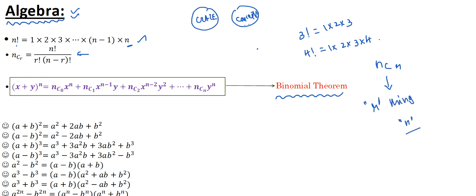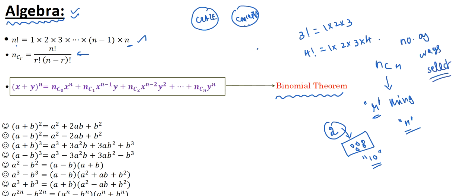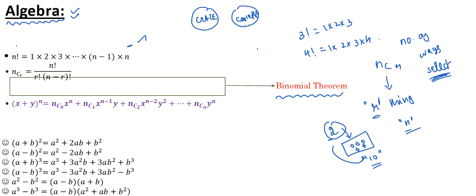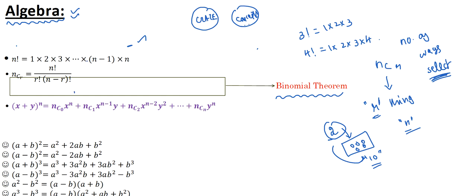If there are n things, what is the number of ways in which you could select r things out of n things? For example, take a box which contains 10 balls. If I want to select two balls from it, what are the number of ways? The word to note here is select. I'm not assigning, only selecting, because assigning comes in permutation. So what is the number of ways in which I could select two balls out of 10 balls? That is the basic meaning. The detailed explanation has already been given in our course.